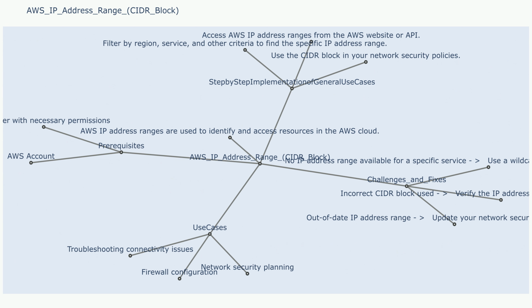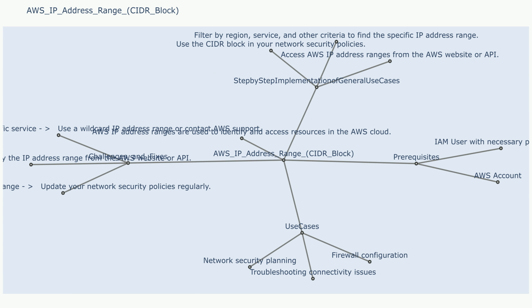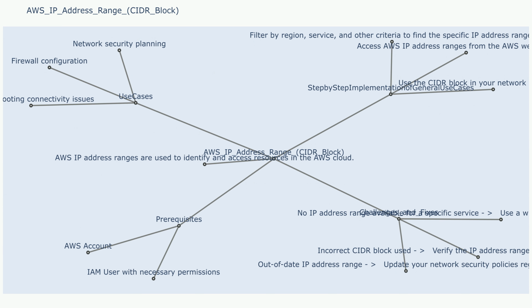Firewall configuration. Utilize the IP address ranges to configure firewalls and allow or block traffic to specific AWS services. Step-by-step implementation of general use cases. Access AWS IP address ranges from the AWS website or API. You can access the AWS IP address ranges through the AWS website or by using the AWS command line interface, AWS CLI or AWS SDKs.